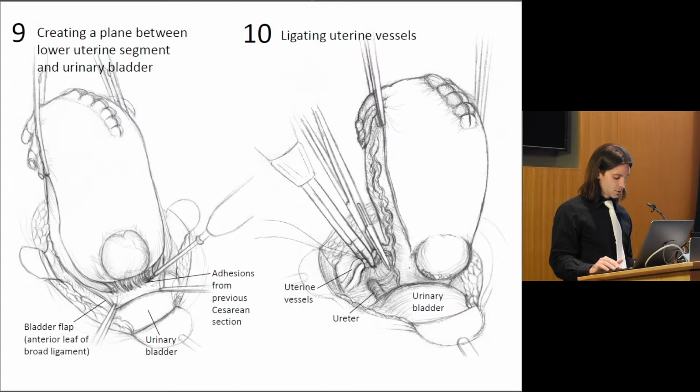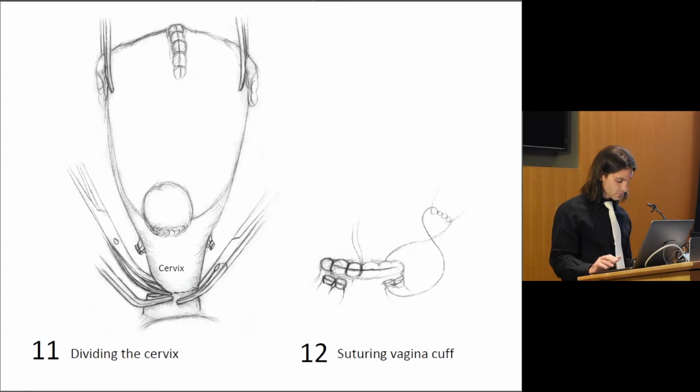In Figure 10, the uterine vessels are ligated and sutured. Care is taken to avoid the ureters. In Figure 11, the cervix is doubly clamped and divided, and the edges of the vagina are transfixed and the cuff is sutured.